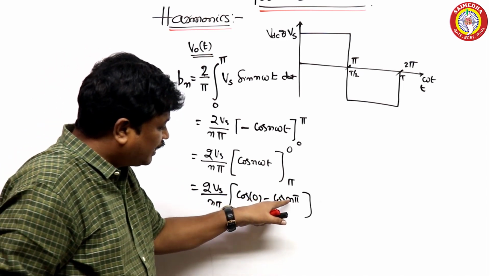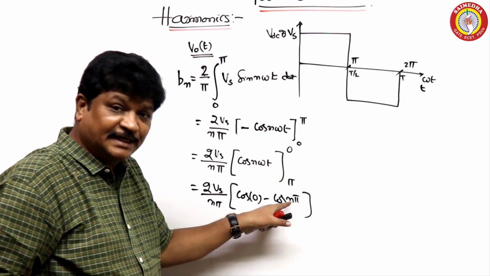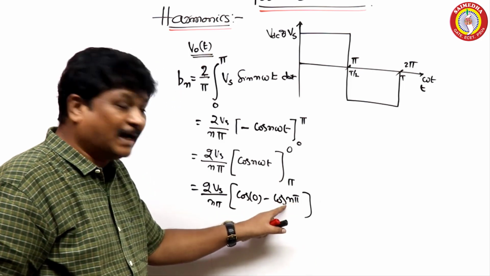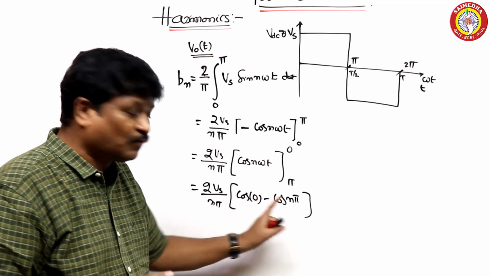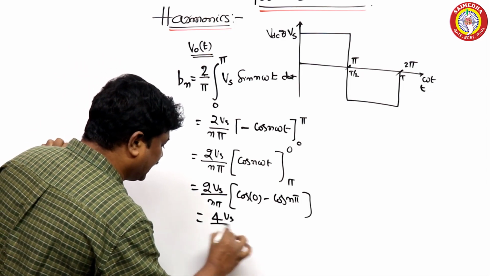So, if n is equal to 1, what does this become? Cos pi is minus 1. Minus of minus becomes plus. Cos 0 is 1. 1 plus 1 is 2. It has 4 Vs by n pi.